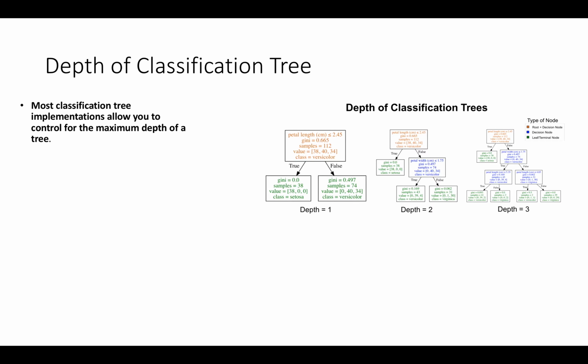One note about scikit-learn and decision trees in general is that most classification tree implementations allow you to control for the maximum depth of a tree. And the image on your right is just showing a visual representation of depth.